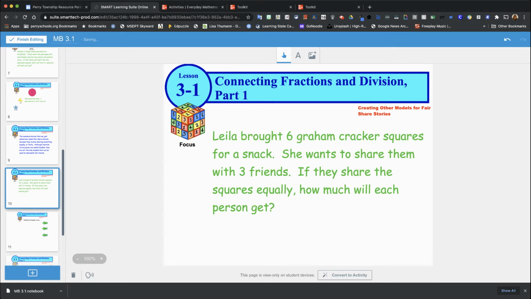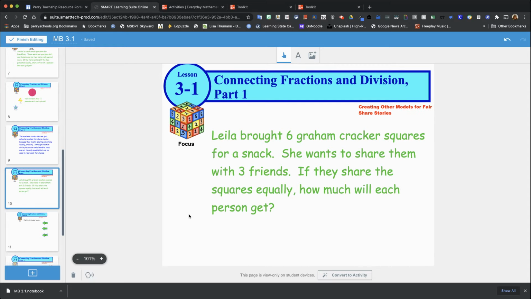Leela brought 6 graham cracker squares for a snack. She wants to share them with 3 friends. If they share squares equally, how much will each person get? So we can take 6 graham crackers and we can share them with 3 friends. What I can do here is I can take my graham crackers and I can use the fraction circle pieces, but that's not always the answer.